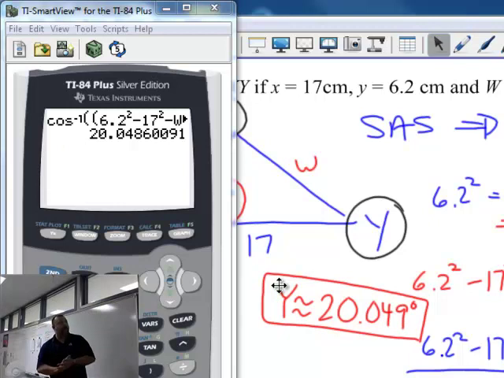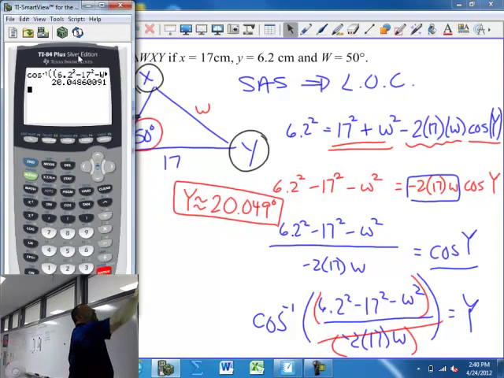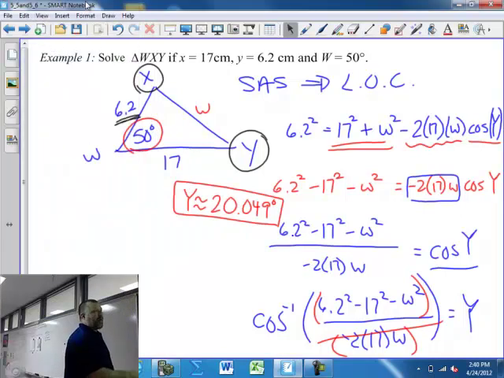Now, I don't have to do anything with that angle. You could store it if you want to. But it turns out if that's 20.049, whether you save it or not, it's already rounded off. So your third angle is going to be rounded off to the same 3 decimal places. So if we look at our picture now, angle Y is 20.049 degrees. Angle W is 50 degrees. How do I find angle X? We just subtract them both from 180. And what do we get when we do that?